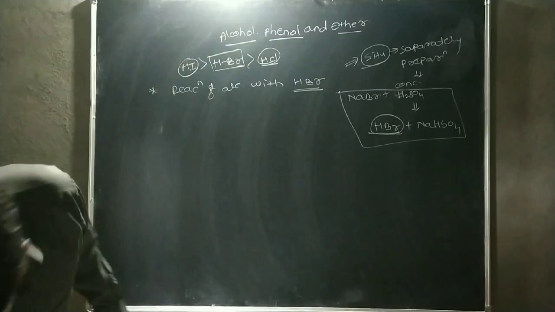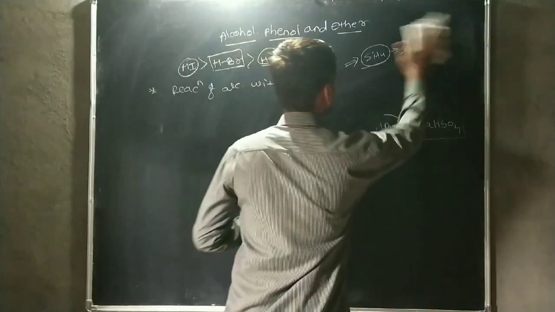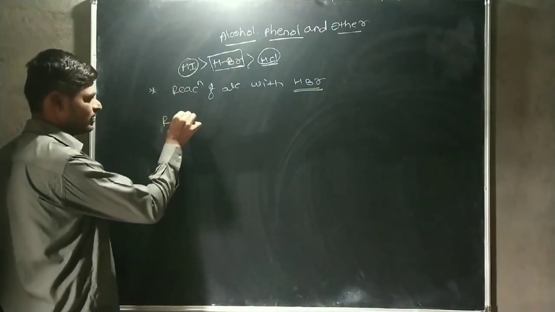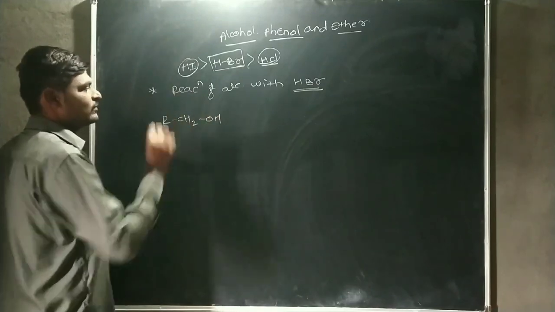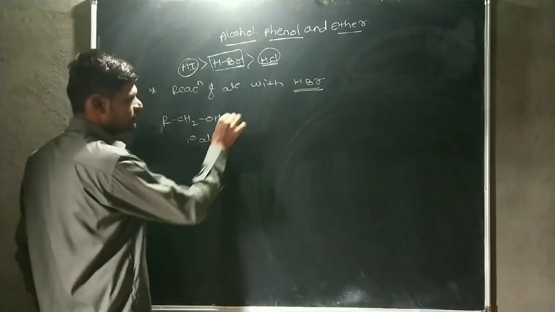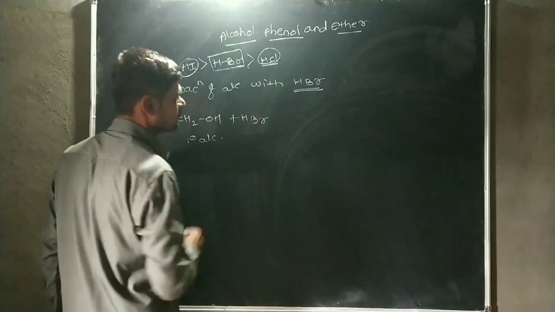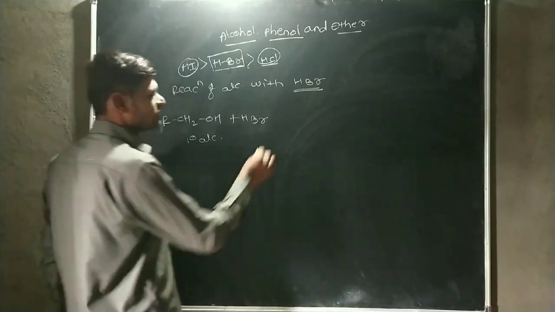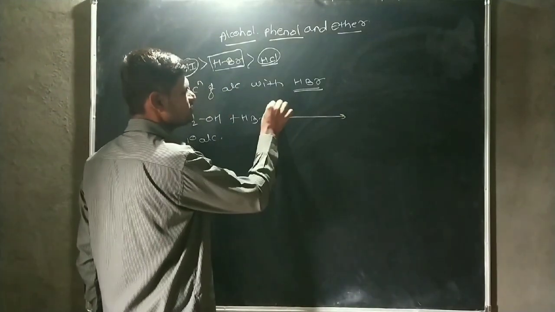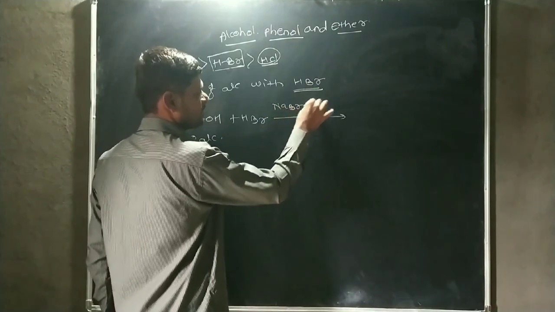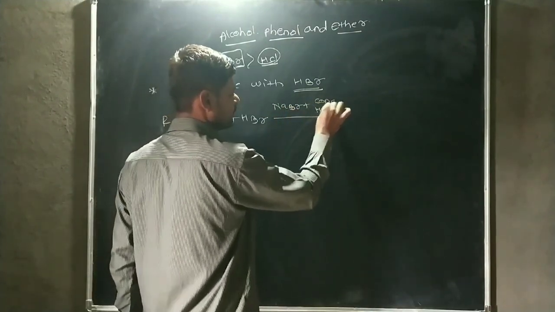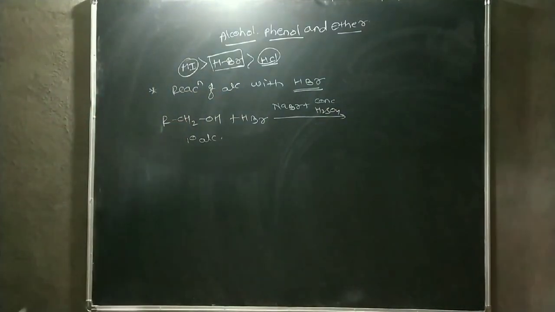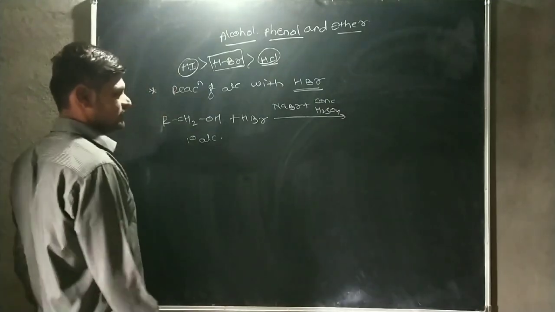Now we consider the reactions. Firstly we consider the primary alcohol. When primary alcohol is reacted with HBr, the stability of HBr is least, that means its reactivity increases. Therefore, it is prepared separately by using NaBr plus concentrated H2SO4. Then it gives the corresponding alkyl bromide.